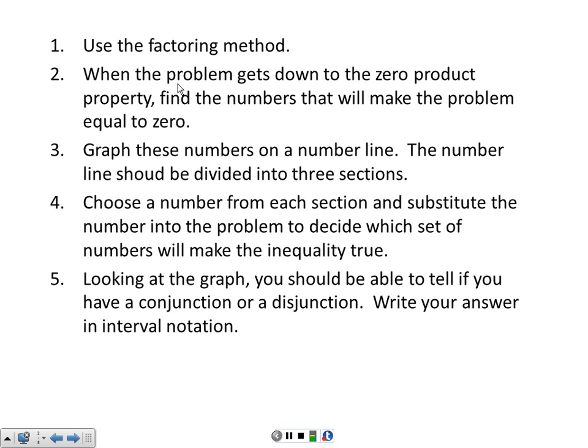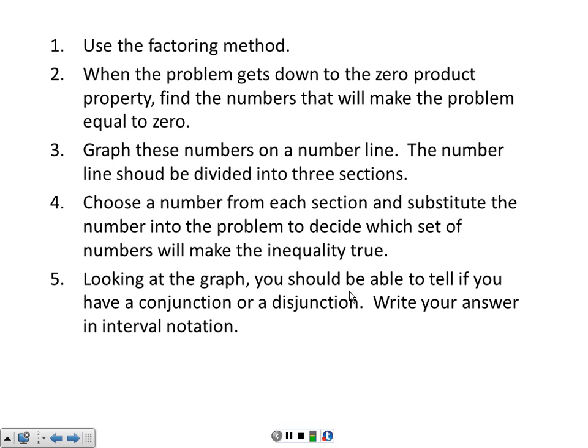And when the problem gets down to the zero product property, you're going to find the numbers that will make the problem equal to 0. Then you're going to graph these numbers on a number line, and then the number line should be divided into 3 sections because you should get two solutions from up here. Choose a number from each section and substitute the number into the problem to decide which set of numbers will make the inequalities true. And then you're going to look at the graph.